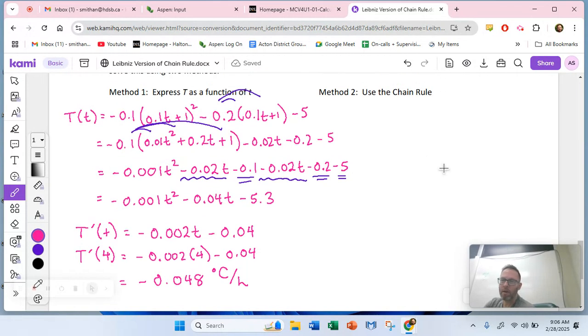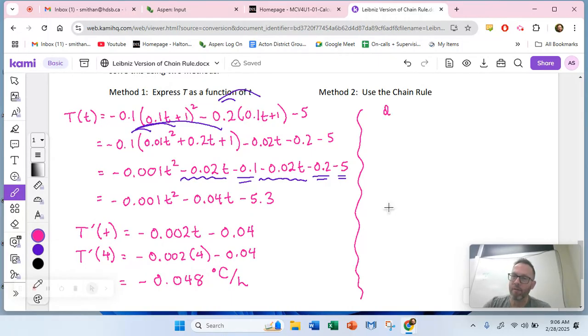You guys okay with what we did there? All the skills you guys have, the skill of expanding and simplifying. The derivative is not too bad, and then just plug and play. Now let's use the Leibniz version of the chain rule, and then you guys can decide which method you like better. So here we go.